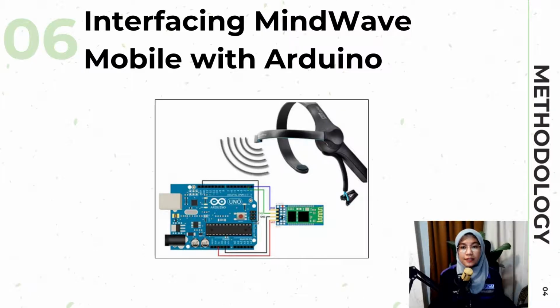Sixth is interfacing Mindwave Mobile with Arduino. After done with robot assembly, the microcontroller, which is Arduino Uno, should be connected with the Mindwave Mobile 2 device. It is important for this step to transmit the data from Mindwave Mobile 2 to the Arduino Uno through the HC05 module. Once it is connected to each other, the next step can proceed.